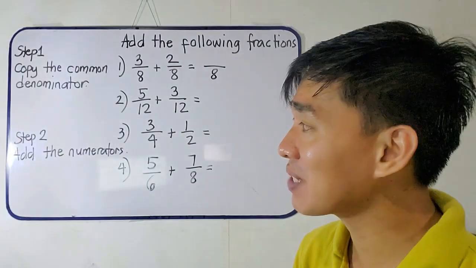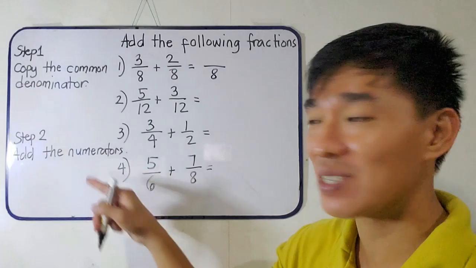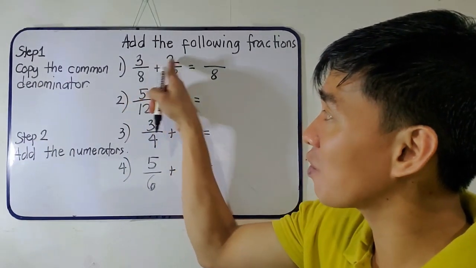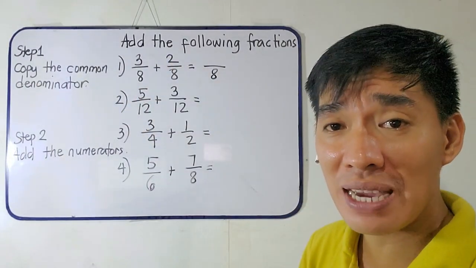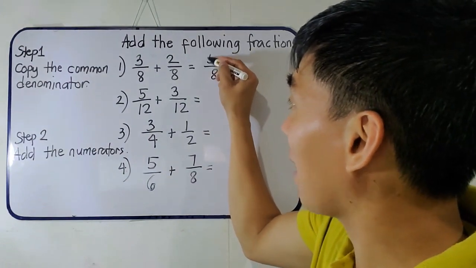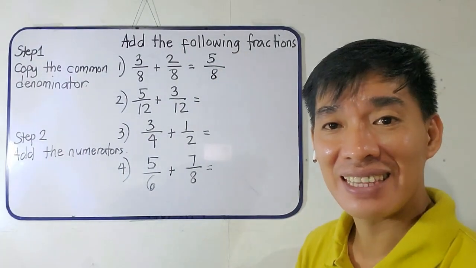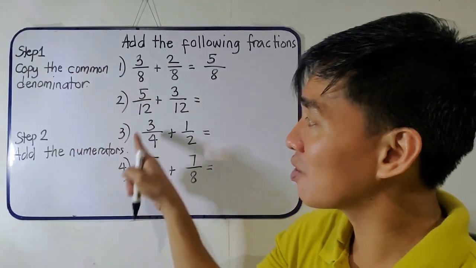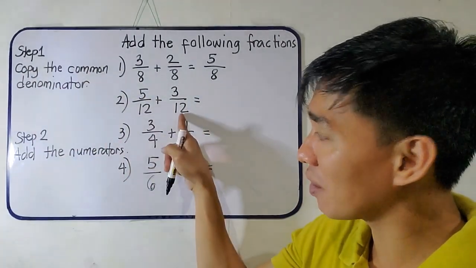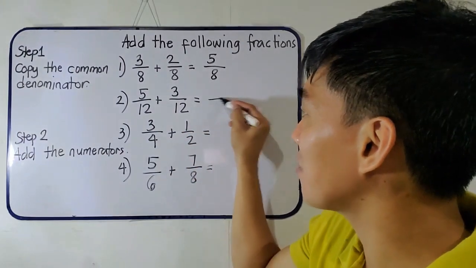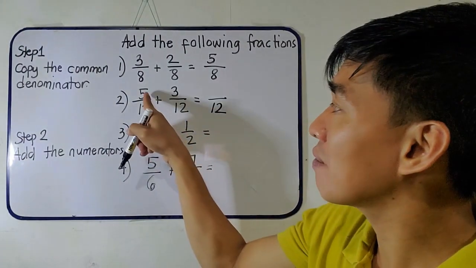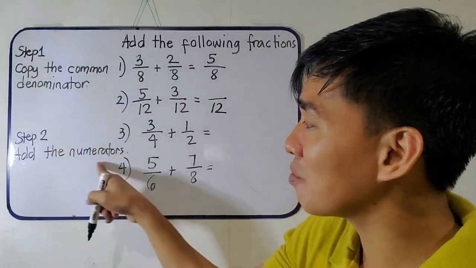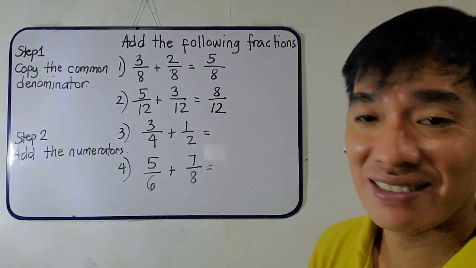The next step is add the numerators. The numerators we have here are 3 and 2. So if we add 3 and 2, the answer is 5. Okay? Now, let's try number 2. Copy the common denominator. Do we have a common denominator? 12 and 12 here? Yes, they are common. So just copy 12. Of course, 5 plus 3, add the numerators. So the answer is 8.